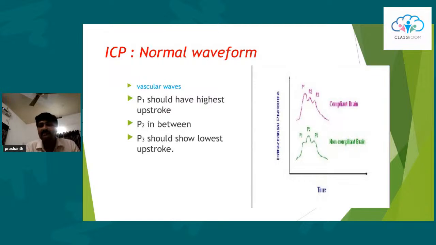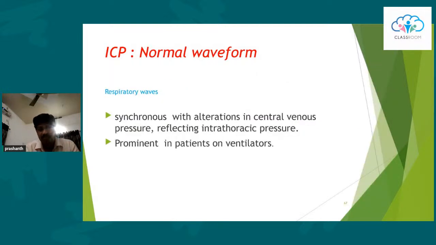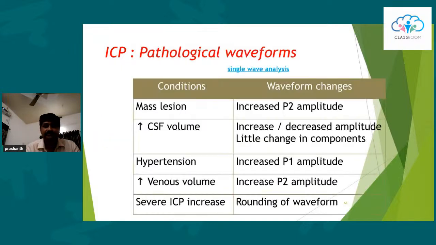So this is a diagram which shows a normal ICP wave in the purple color and an abnormal ICP waveform where the P2 has overshot beyond the P1, and it looks like a head and shoulder pattern, which shows poor intracranial compliance. Similarly, there can be variations in the intracranial pressure by virtue of respiratory movement and changes in the intrathoracic volume. This corroborates the central venous pressure changes with changes in the intrathoracic volume, and this is very prominent when the patient is on a ventilator.